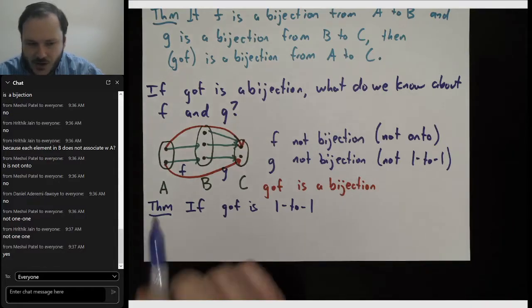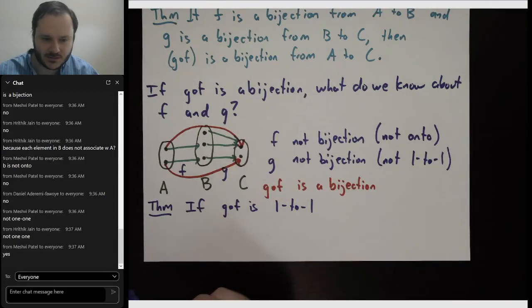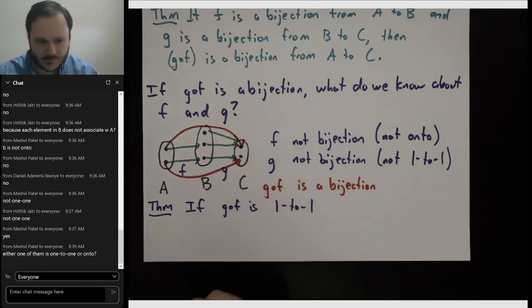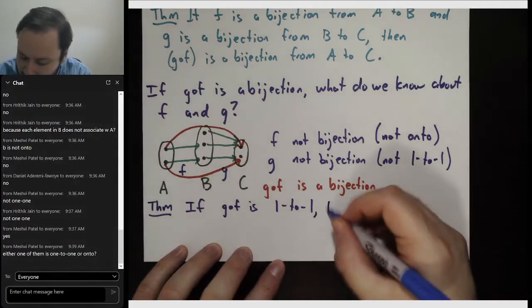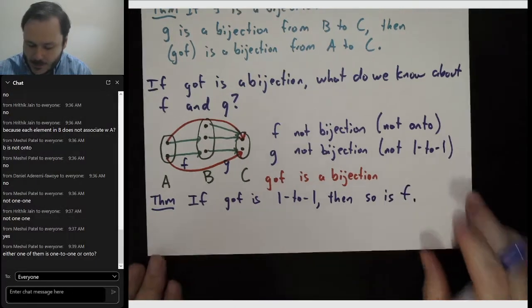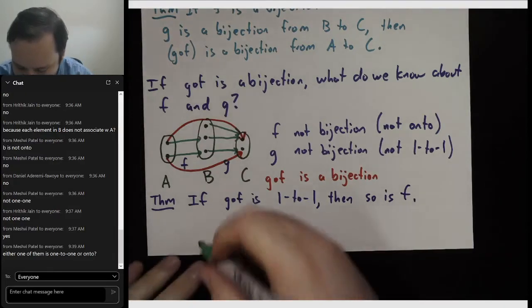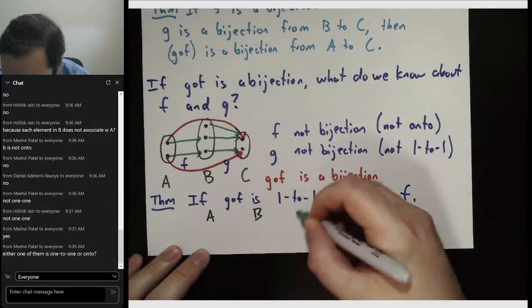If F is not one-to-one, do I have any chance that G composed with F is one-to-one? Either one of them is one-to-one or onto. In particular, if G composed with F is one-to-one, then so is F. Right? Think about what it would mean otherwise. Here's part of A, part of B, and part of C.